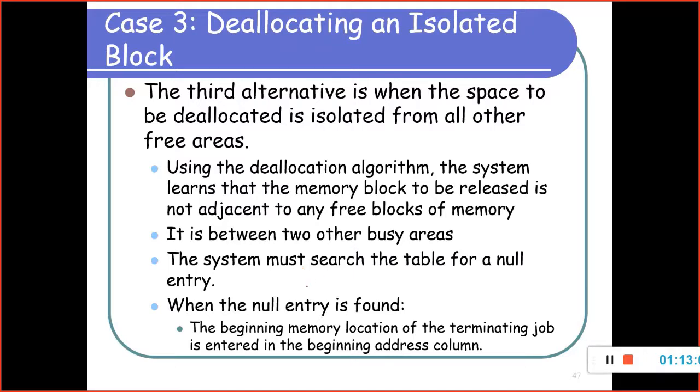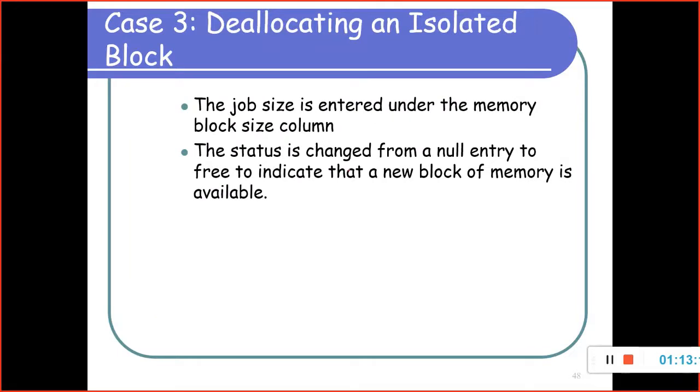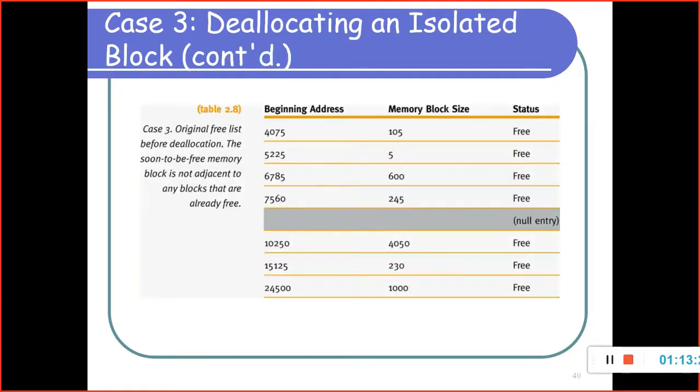The system must search the table for a null entry. When a null entry is found, the beginning memory location of the terminating job is entered into the beginning address column, and the job size is entered under the memory block size column. And the status is changed from a null entry to free, indicating that a new block of memory is available.